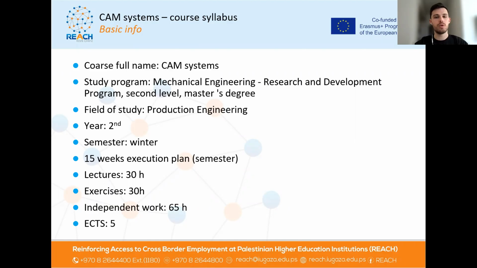In those 15 weeks, I'm sorry, 15 weeks, the students have 30 hours of lectures and 30 hours of lecture exercises. They are requested to do around 65 hours of independent work. And since we are a university, this will give them 5 credit points. As you can see here, 30-hour lectures and a 15-week execution plan.